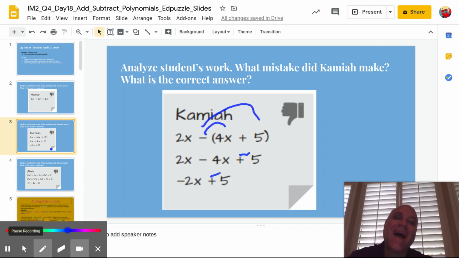Kamaya made the classic mistake. Classic. The distributive property: she forgot to distribute the negative 1 to the 5. So it should have been 2x minus 4x minus 5. And then our final answer for this would have been negative 2x minus 5. So we have a binomial here, and the lead coefficient is negative 2.